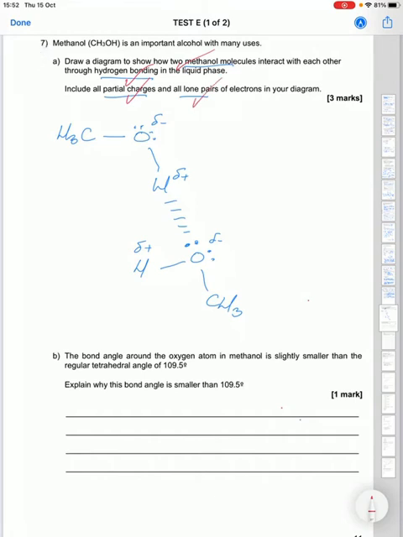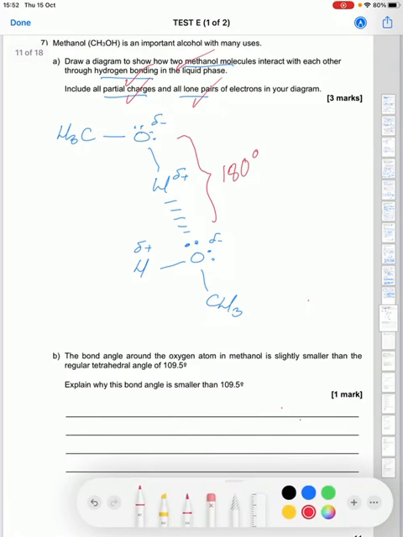And something else that you need to be aware of is that this bit here needs to be at 180 degrees. If it is bent, V-shaped, non-linear, however you want to think about it, you wouldn't get one of those marks there. The O-H-O along there needs to be in a straight line. Okay.